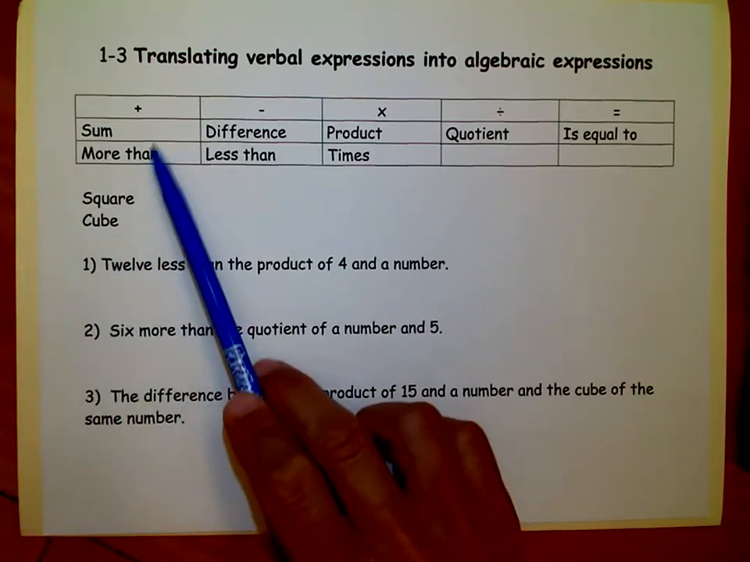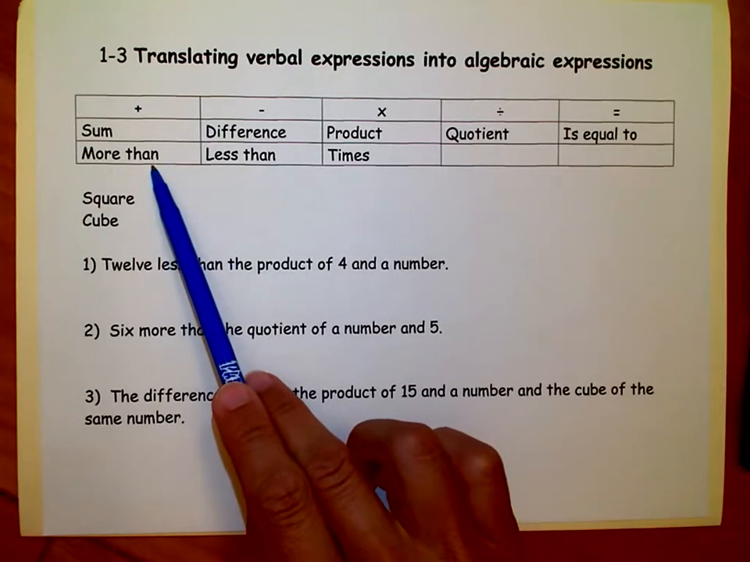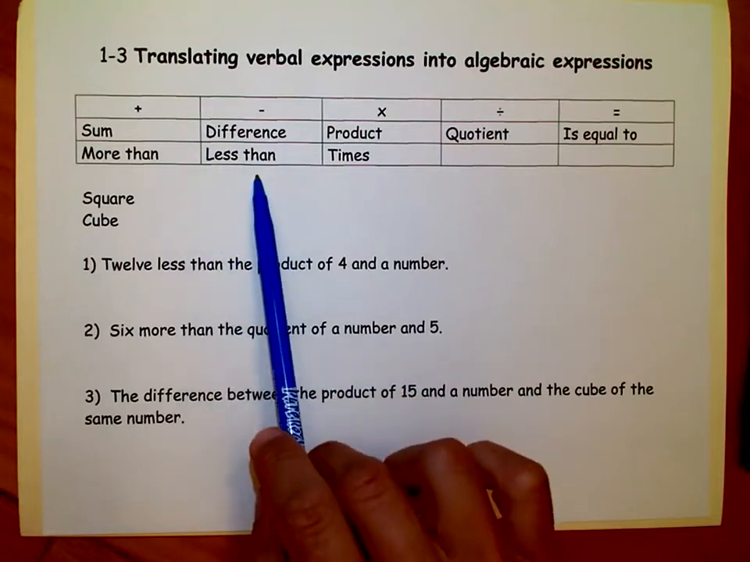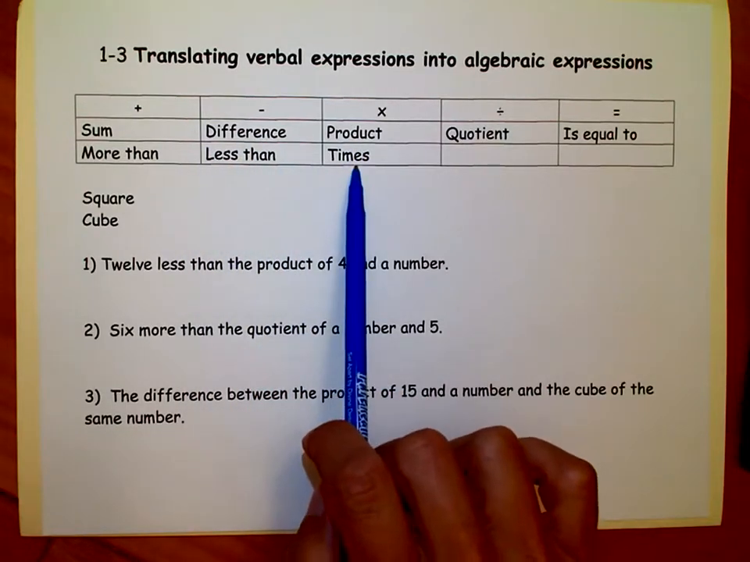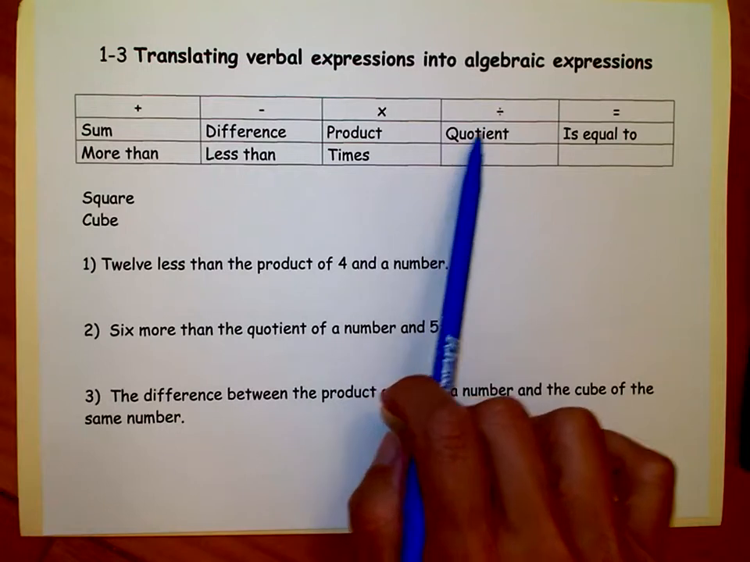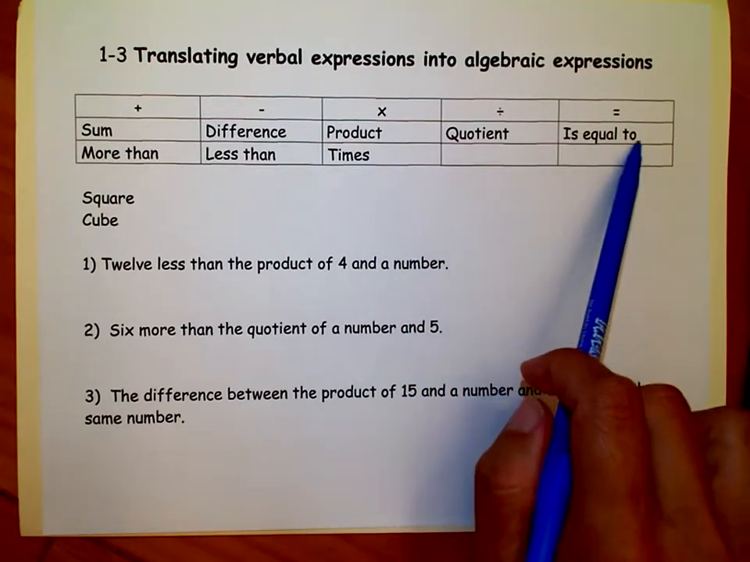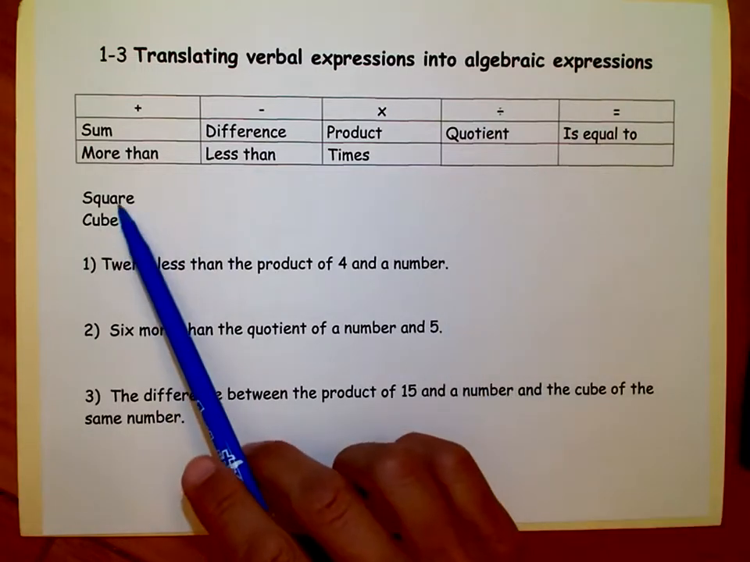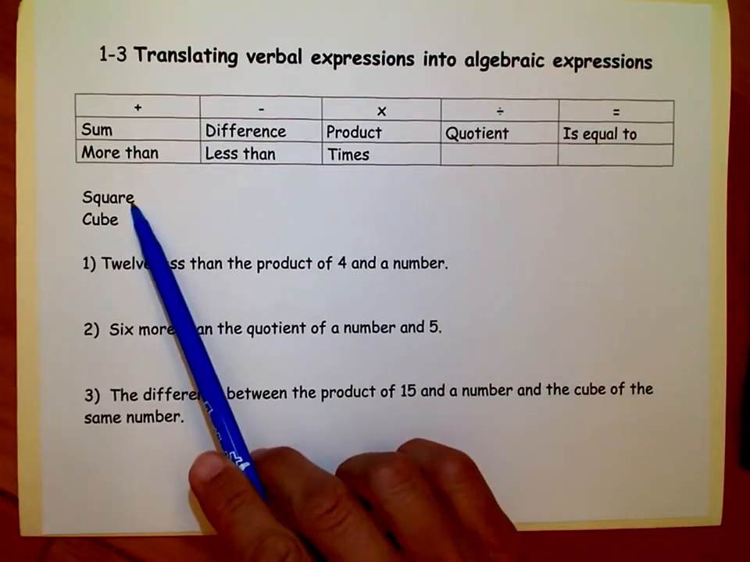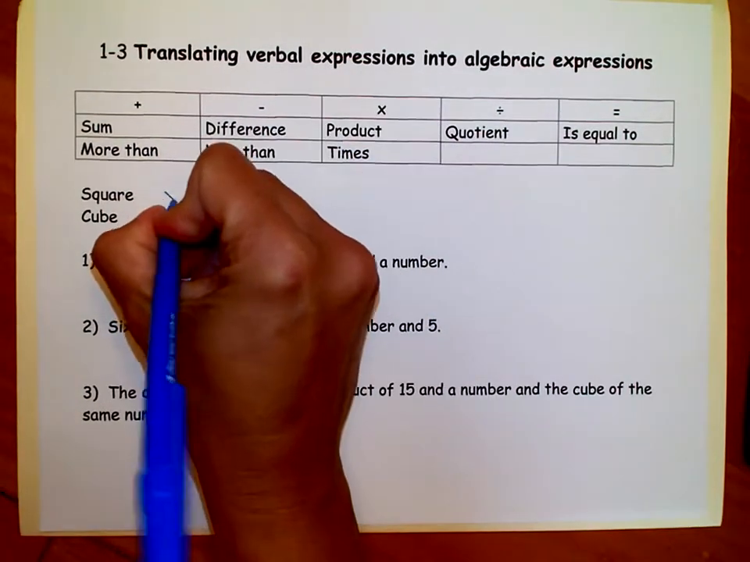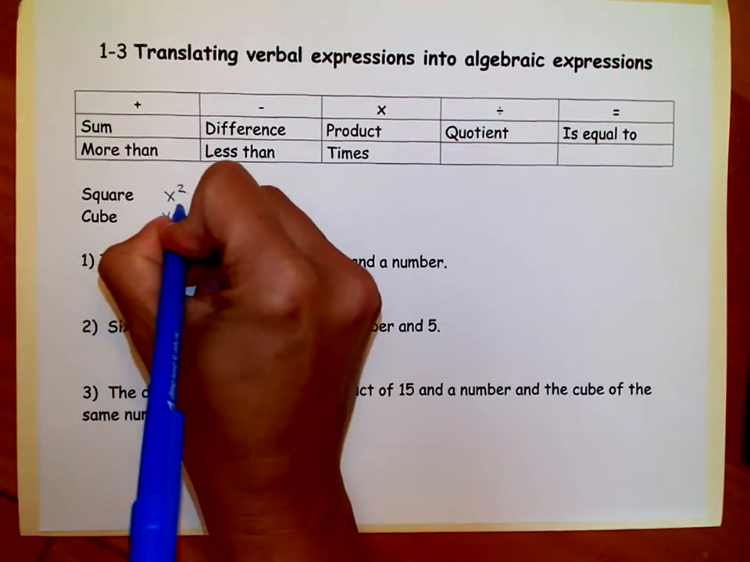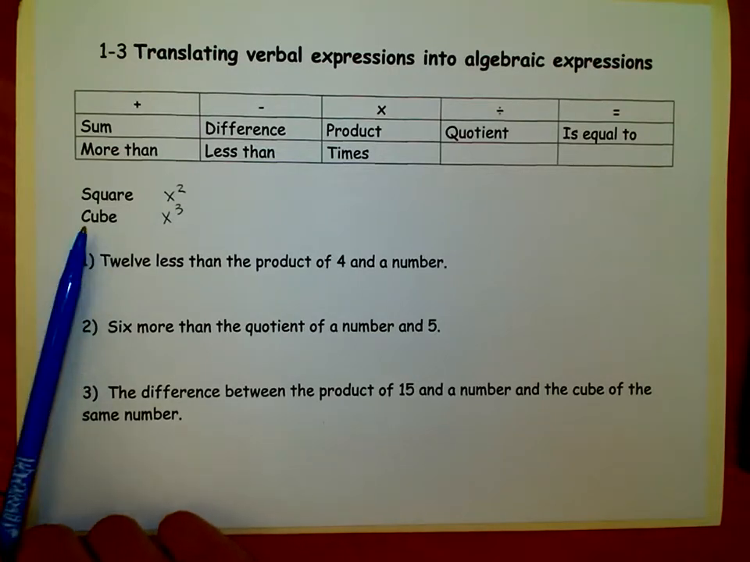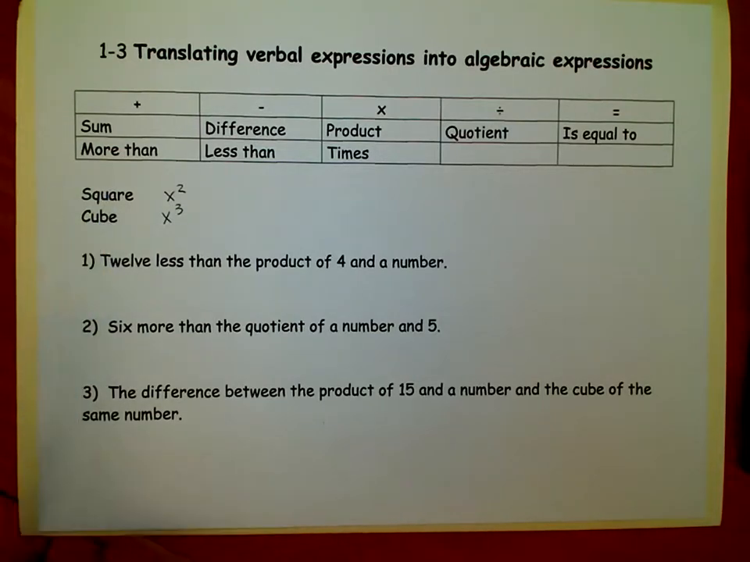So, sum, or if you see the words more than, that means add. Difference and less than means subtract. Product or times means multiply. Quotient means division. And is equal to or equals, those kinds of things mean that you put the equal sign there. And just keep in mind that if I said a number squared, that would be x squared. If I said a number cubed, that would be x cubed. So keep those in mind, if maybe it's been a long summer and you don't remember those.